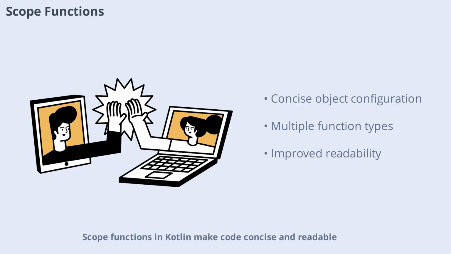Scope functions in Kotlin make code concise and readable by executing a block within the context of an object. The main types are apply, let, run, with, and also. Apply and also return the object itself, while let, run, and with return the result of the lambda. Scope functions temporarily bring an object into scope, making configuration, operations, and chaining easier. They're essential for clean, idiomatic Kotlin code.